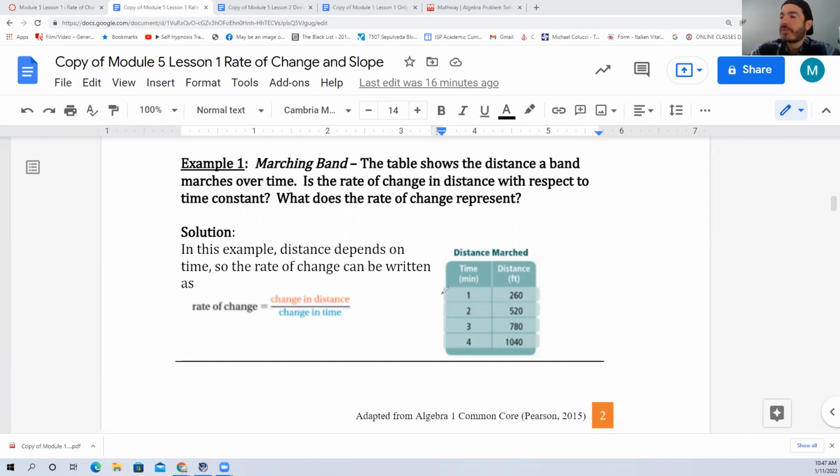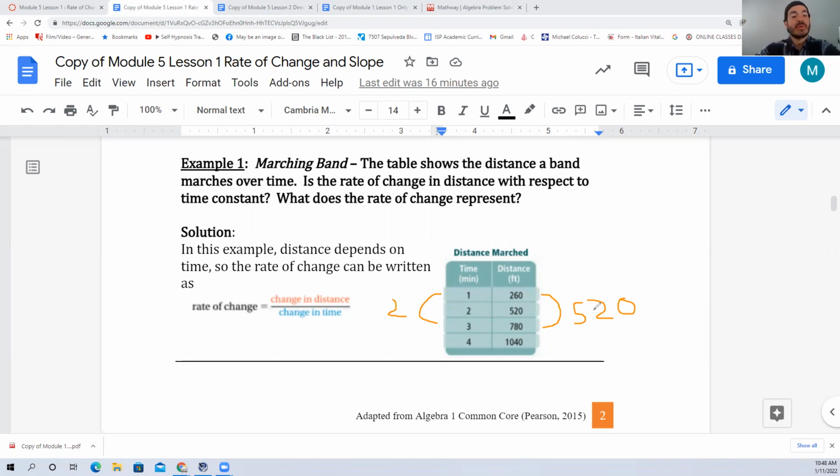So if I take 1 and 3, we can use that. What's the change between 1 and 3? Well, it's 2. What's the change between 260 and 780? Well, it's 520. All of a sudden, our numbers look a little different. But remember, we weren't just taking the 260. We were taking the 260 divided by the 1 over here. So now we're taking the 520 divided by the 2.